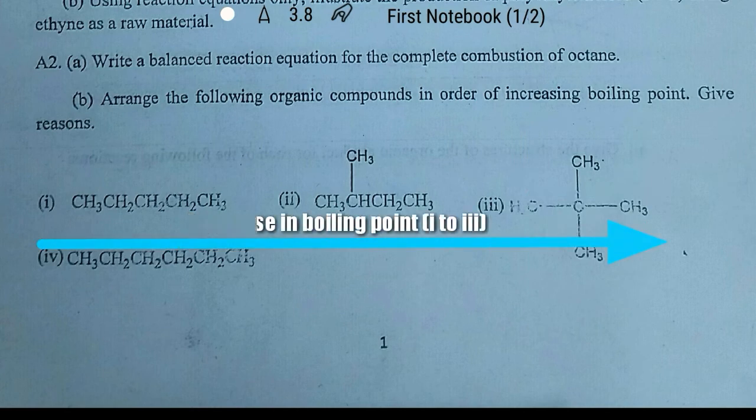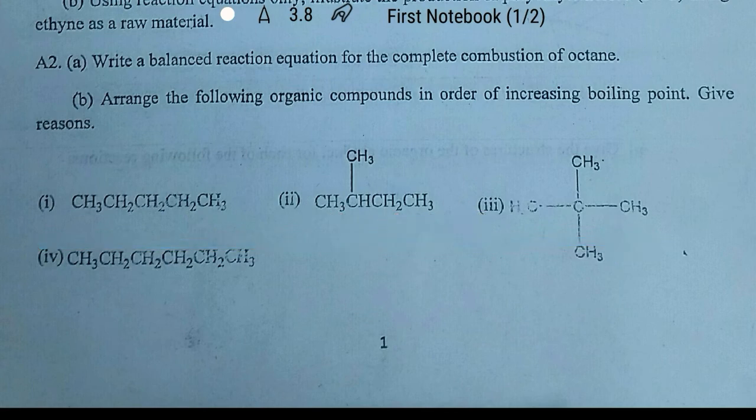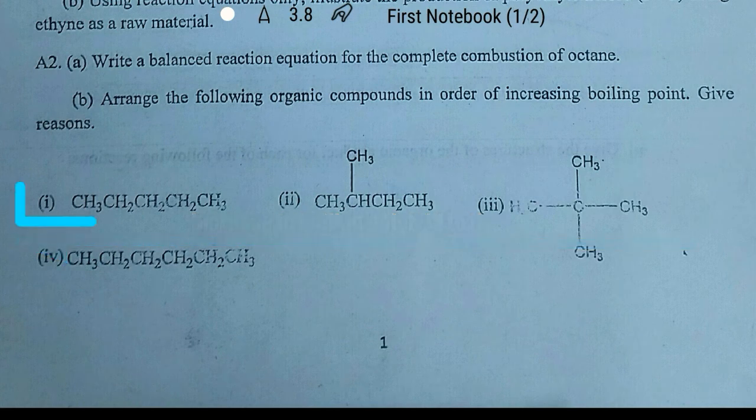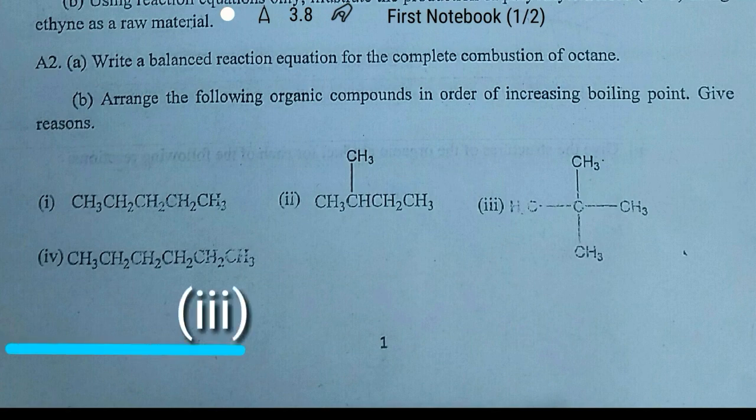So to arrange this now in increasing order of boiling point, we move from the lowest boiling point to the highest boiling point. So this will move from 3 to 1. So let's compare 1 and 4. Since both of them are alkanes, the boiling point increases as the number of carbon increases. So 4 boils higher than 1. So the final arrangement in increasing order of boiling point, from the lowest to the highest, gives us 3, 2, 1 and 4.